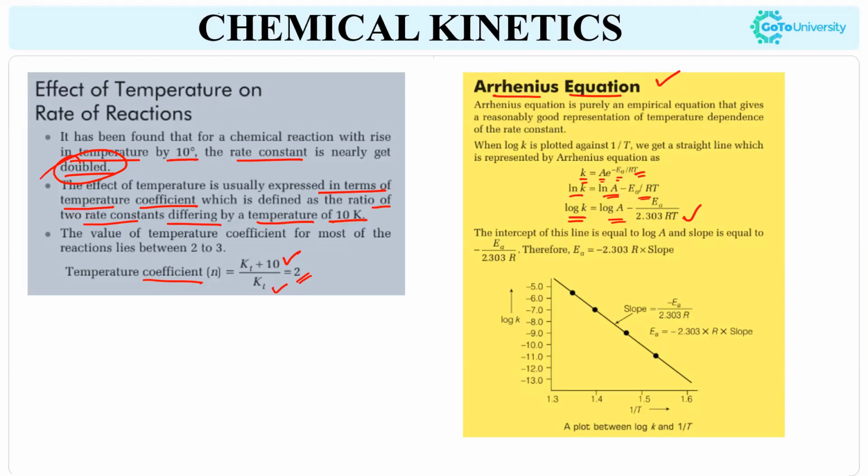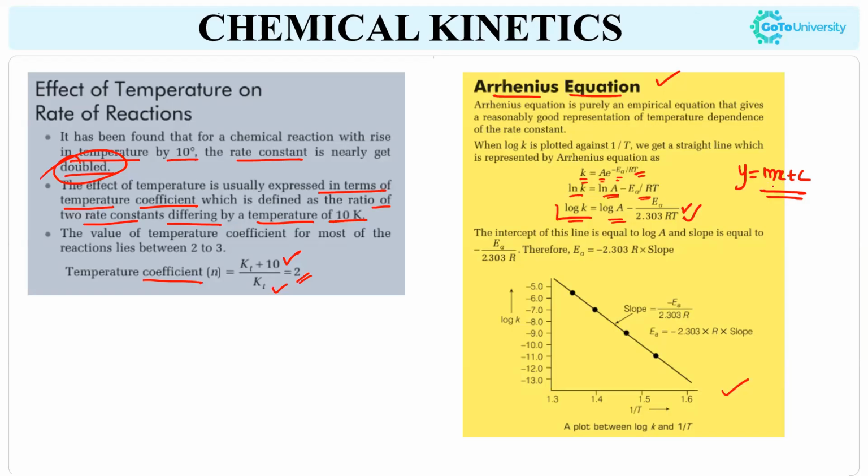Now, what is the use of this equation? This is helping to explain the effect of temperature on the rate constant or rate of the reaction. So if you draw the graph between log k and 1 by T, from this we will get a straight line with a negative slope, because we know the equation of a straight line is y is equal to mx plus c. Right, so m is the slope of the line.